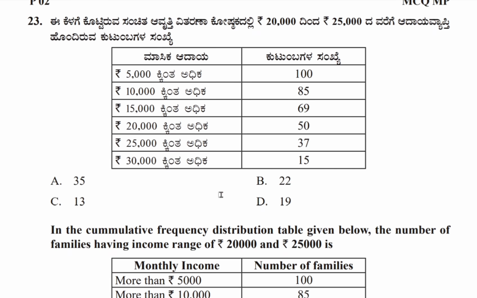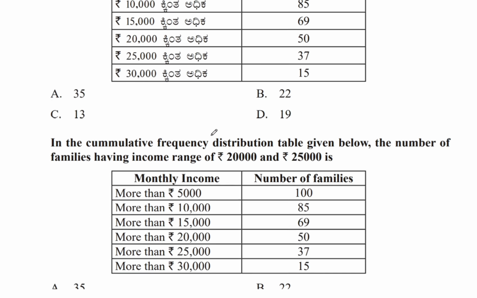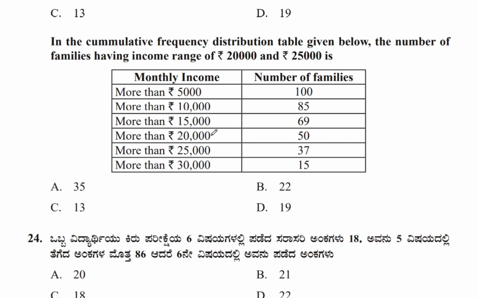Question number 23. In the cumulative frequency distribution table given below, the number of families having income range 20,000 to 25,000 is. We have the value more than 20,000 is 50, more than 25,000 is 37. To find out the range between 20,000 and 25,000, just subtract 50 minus 37, we get 13. Therefore, the correct answer is option C, 13. Very simple question.